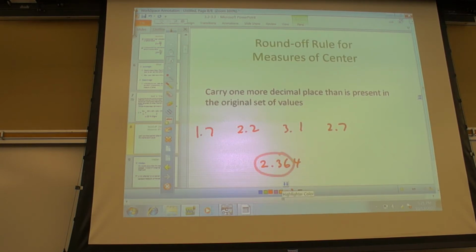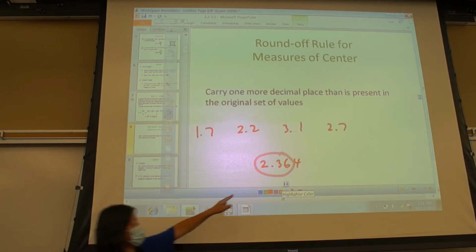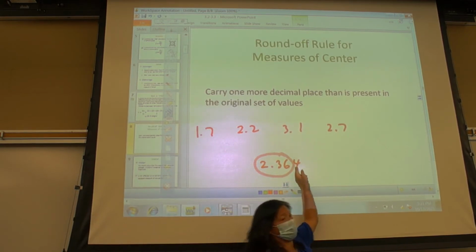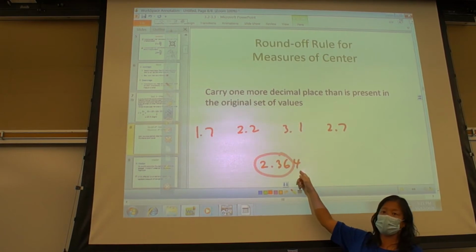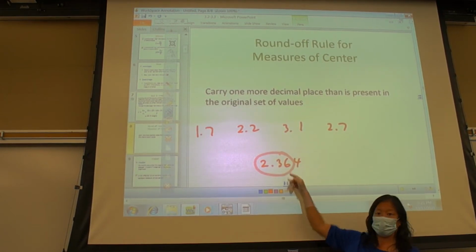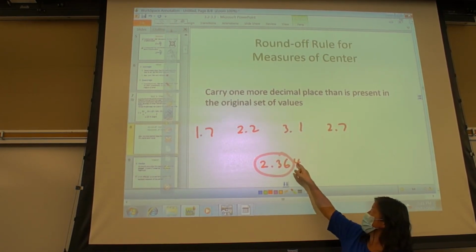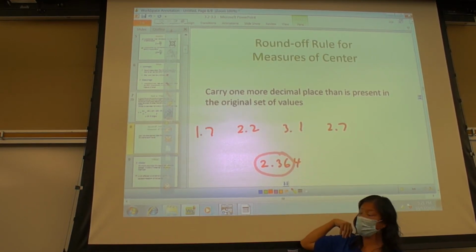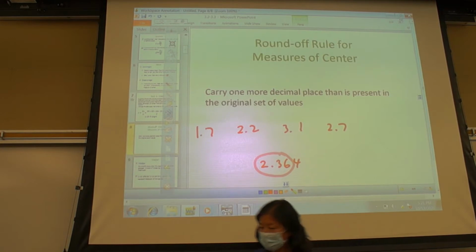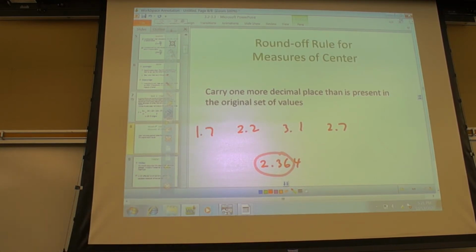You look at the next digit over. If it's 4 or less, you round down. If it's 5 or more, you round up. So you have to look at the next decimal place and figure out if you're going to round up or down. Here it's 4 or less, so I'm going to round down to 2.36, which is less than 2.364. Okay. Good.